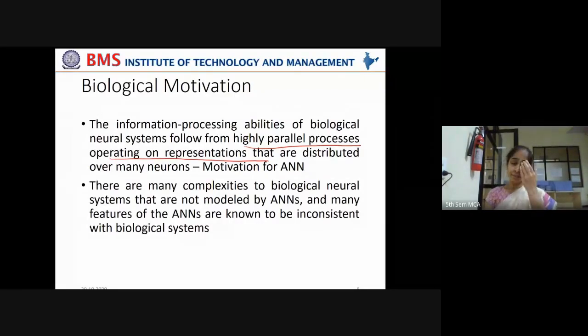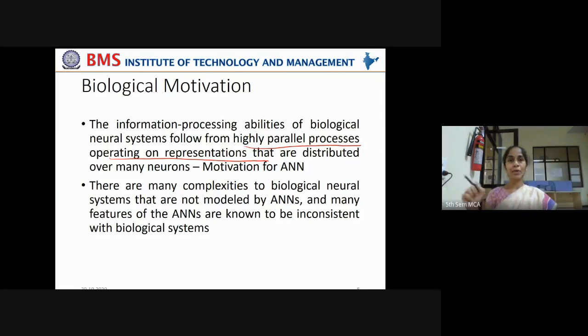representations that are distributed over many neurons. This is the motivation for artificial neural networks. A process doesn't take place in a serial manner. It takes place parallelly, meaning different triggering of the neurons happens parallelly in fractions of seconds in order to make a human brain take some action, right? That is the motivation behind artificial neural networks.